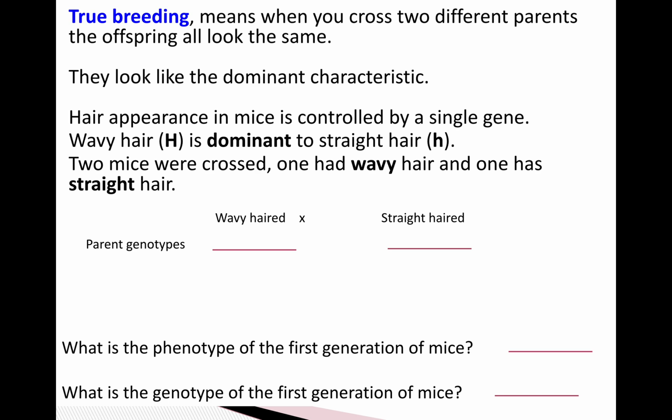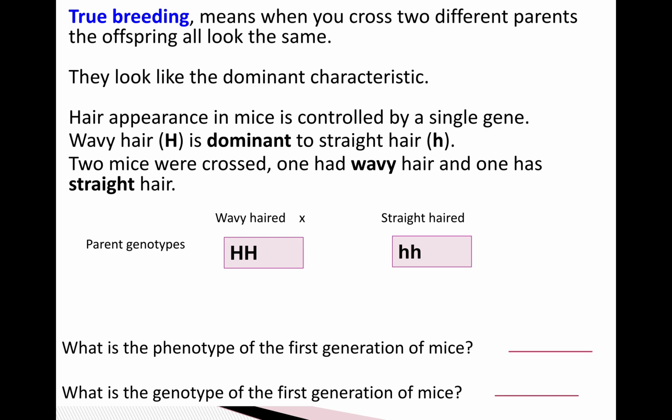Now if 2 mice were crossed, one had wavy hair and one had straight hair. So beneath that, can you put the genotypes? That means put the 2 letters that represent that phenotype. So what 2 letters would you put down for wavy hair, and what 2 letters would you put down for straight hair? Now remember, all of their children are going to look the same, so that means there's no variation. So for each parent, they will have the same letter. Okay, now straight hair is recessive, so it must be small h, small h.